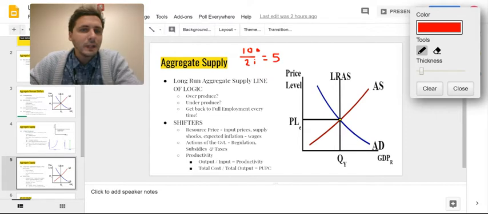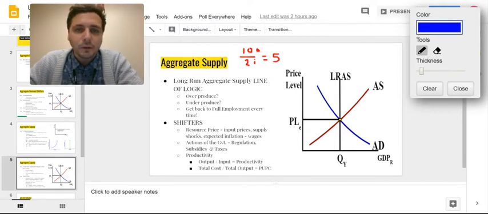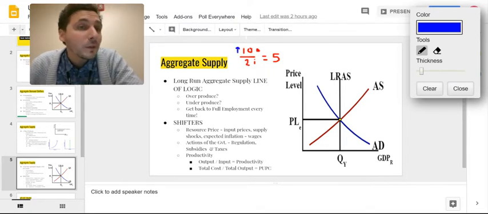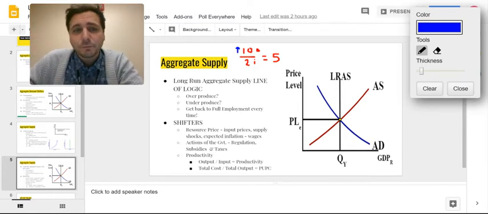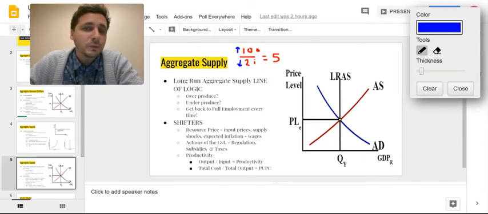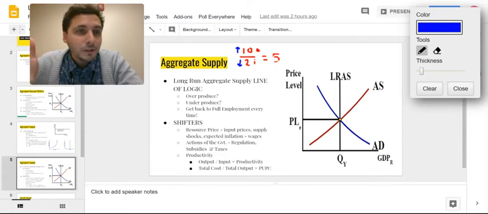Now, there are 2 ways to increase productivity. I can increase productivity by increasing the amount I'm producing with the same input. So I still have 2 inputs, but let's say I have 20 outputs. I'm more productive. My productivity is up to 10. Or by reducing the amount of inputs. If I have fewer inputs, even if my outputs are the same, if I'm down to 1 input now, then my productivity is up to 10, right?